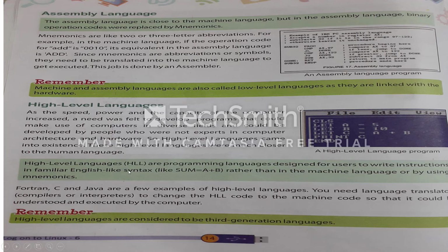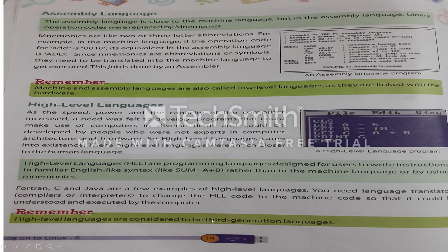So for the computer to understand this language, we have some language translators, which are compilers and interpreters. What do the compiler and interpreter do? They convert this high level language into the machine code for the computer to understand. Similarly, for the assembly language, children, we have the assembler. That assembler translates the assembly language into machine language so that the computer can understand the assembly language code.